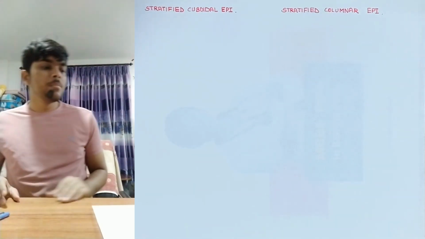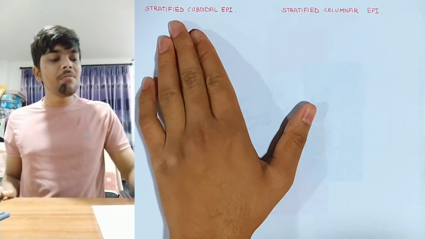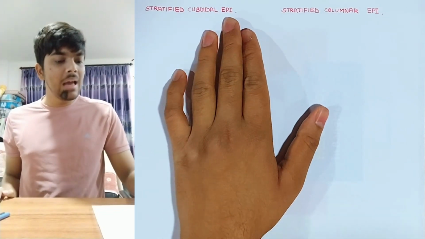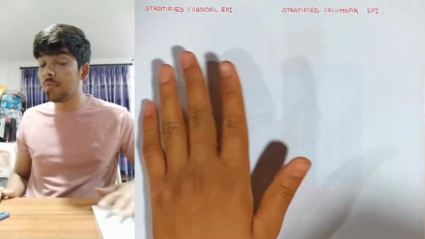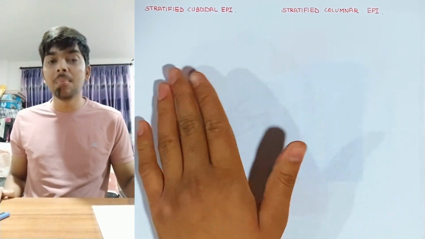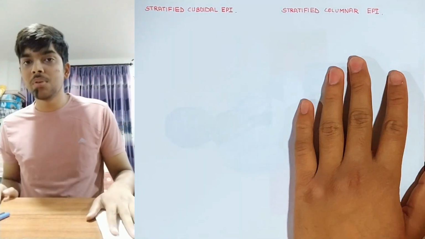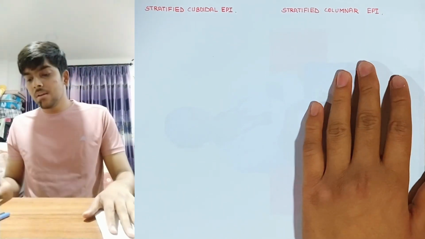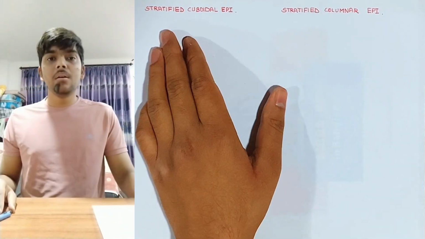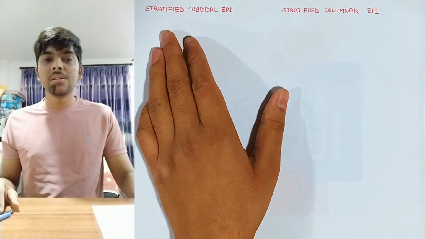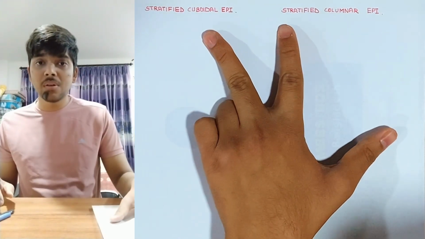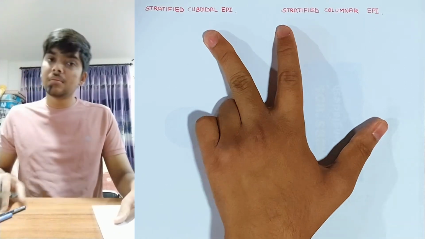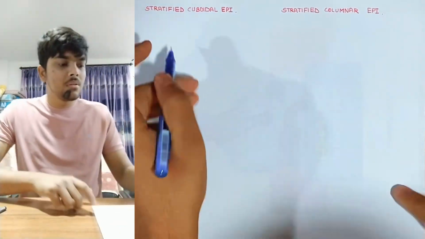Alright, so the topic is stratified cuboidal epithelium and stratified columnar epithelium. Starting this, we'll cover the topic of stratified epithelium except transitional epithelium, which is yet to be done. Okay, so stratified, that is, the cells are arranged in multiple layers. And to understand these two titles, I'm going to draw the diagram of those.